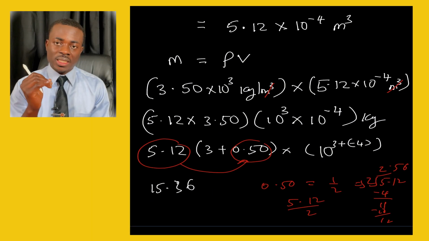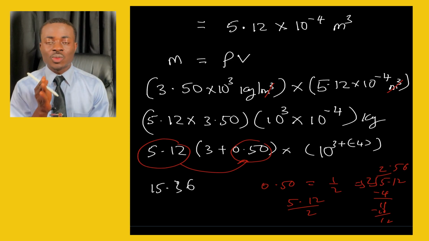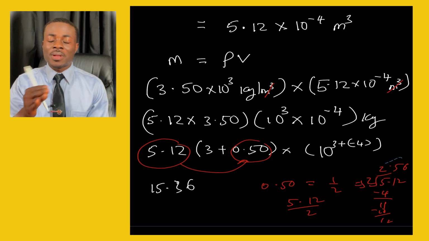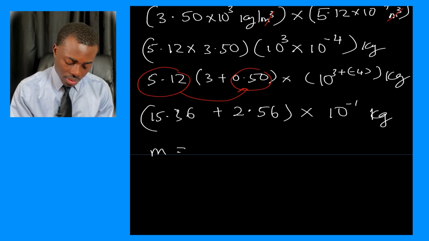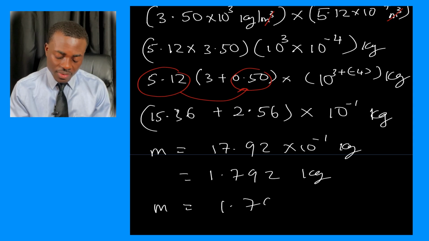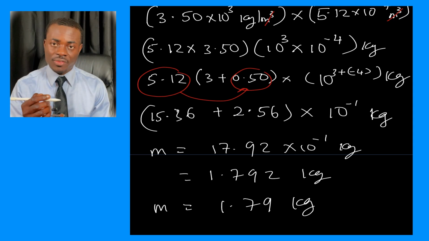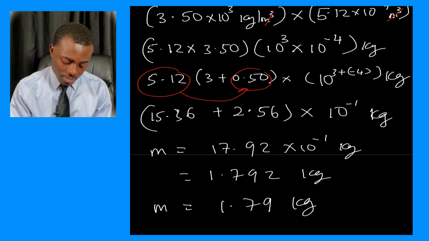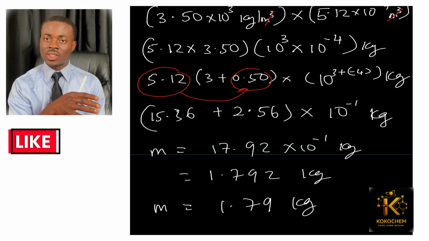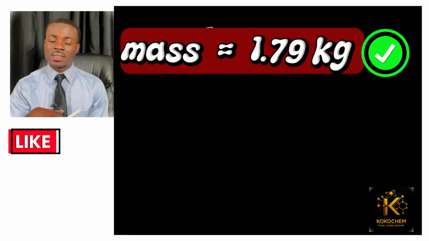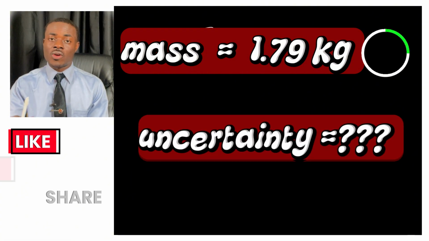If you're able to see this trick or shortcut, it will save you time from multiplying numbers that have so many decimals. So the mass will be 17.92 times 10 to the power negative 1 kilogram. If we are leaving the mass in 3 sig figs, you will have the mass equal to 1.79 kilograms. Now we are done with the first one, which is finding the mass. We have to now go and look for the uncertainty.